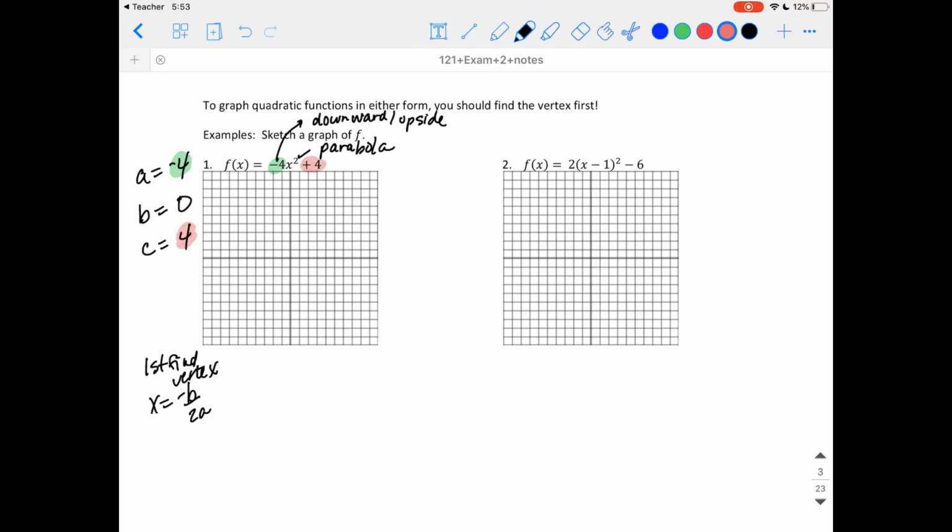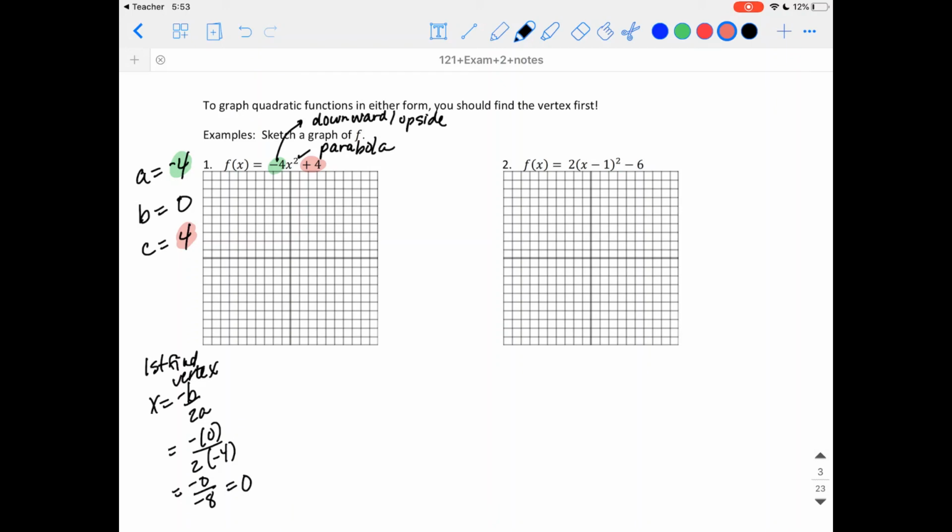Okay, so let's substitute stuff in. This is going to be -0 over 2 times -4. So this is just going to be 0 over -8, which is just 0. And some of you might say -0 over -8. It's still 0. All right, so our x value is 0.